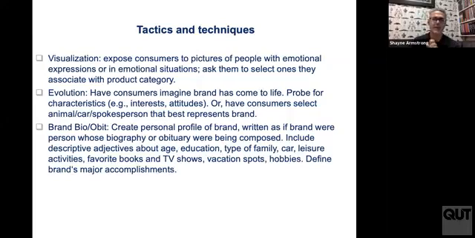It's where you create a personal profile of the brand as if it was actually a person, and then you either write a kind of bio of their life from birth to death, or you write it as an obituary of their funeral. And it's imagining what did they contribute to the world? What were the good things about them? What were the bad things? But again, it makes them personal.